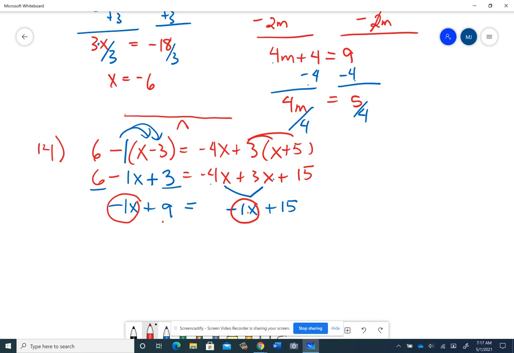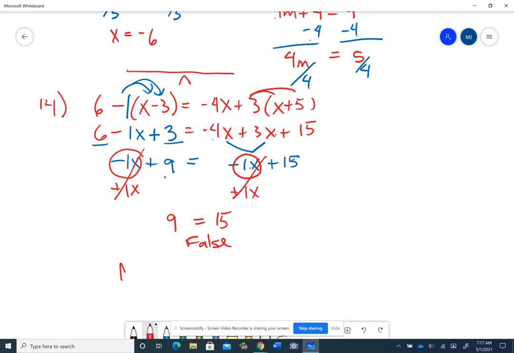If you add 9 to one side but 15 to the other, there's no way that can be balanced. A lot of times we notice it when we try to get our variables together. I add 1x to both sides. The variable would be 0, that would be 0, and we'd wind up with 9 equals 15, which is false. This one has no solution, or the solution is the empty set.